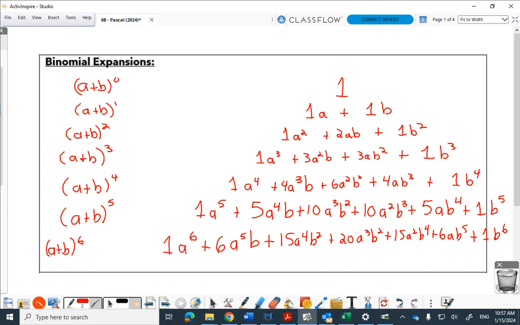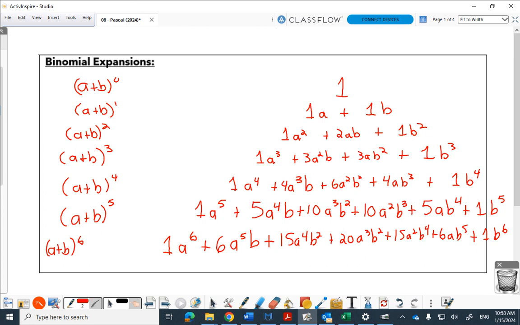The first pattern is the coefficients, straight out of Pascal's triangle. If you know how to build Pascal's triangle, then you can build the coefficients. The a's start with whatever exponent you were given and reduce by 1 all the way across until they disappear at the end. There's no a in the last term.